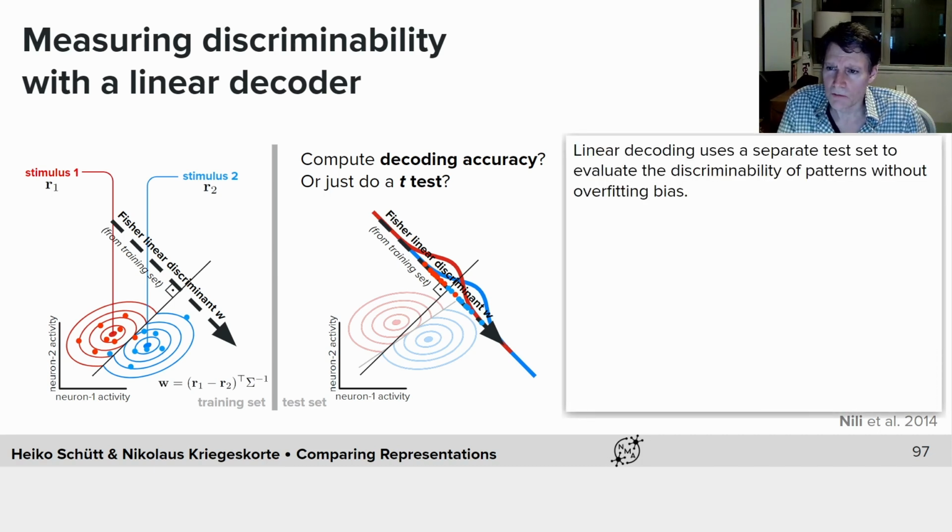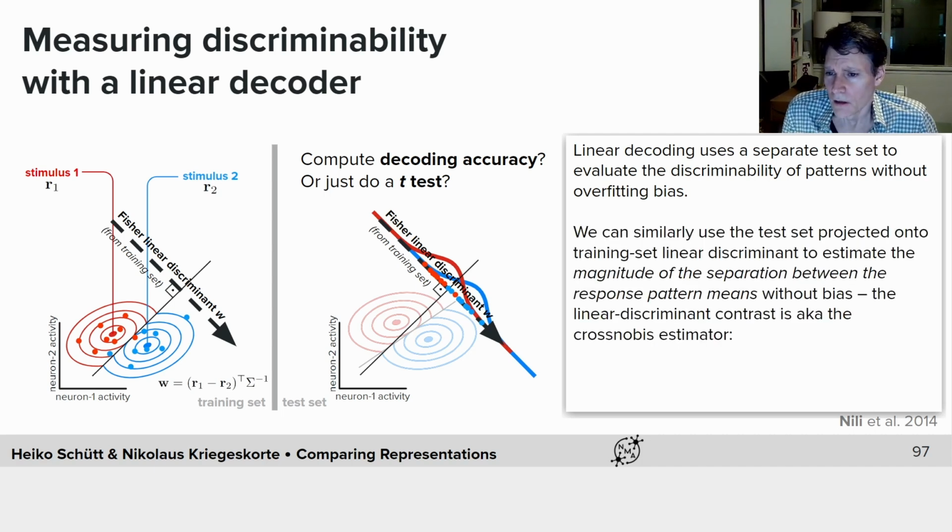So linear decoding uses a separate test set to evaluate the discriminability of patterns without overfitting bias. And this is something that I'm guessing most of you are already very familiar with. Now, the new thought is that we can similarly use the test set projected onto the training set linear discriminant to estimate the magnitude of separation between the response pattern means without bias. And this is what we call the linear discriminant contrast, and it's also known as the cross-Nobis estimator.